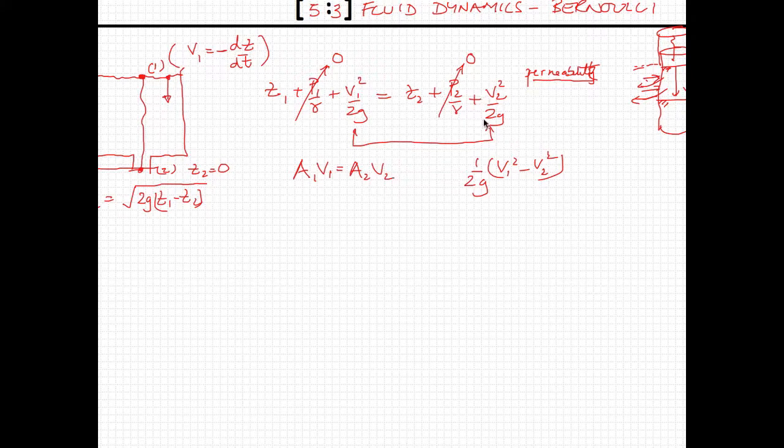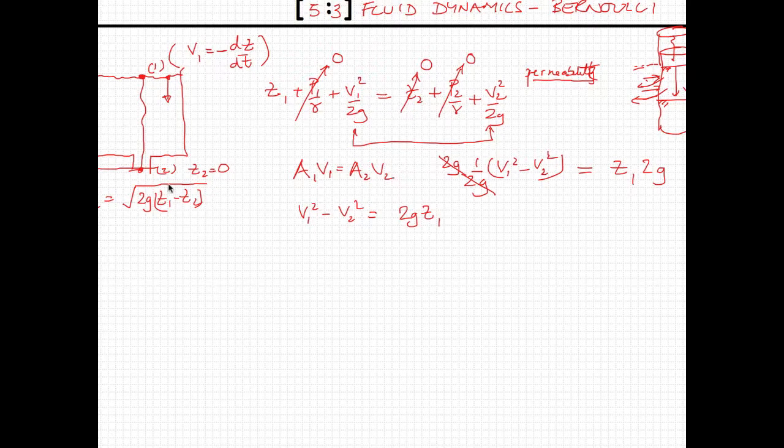So what we've done is subtracted this term off to this side, and on the other side we have something equal to Z1, because this is equal to 0. So we have that only. I guess we could multiply both sides by 2g, in which case we get rid of this. And so we have a relatively straightforward expression that V1 squared minus V2 squared is equal to 2g Z1.